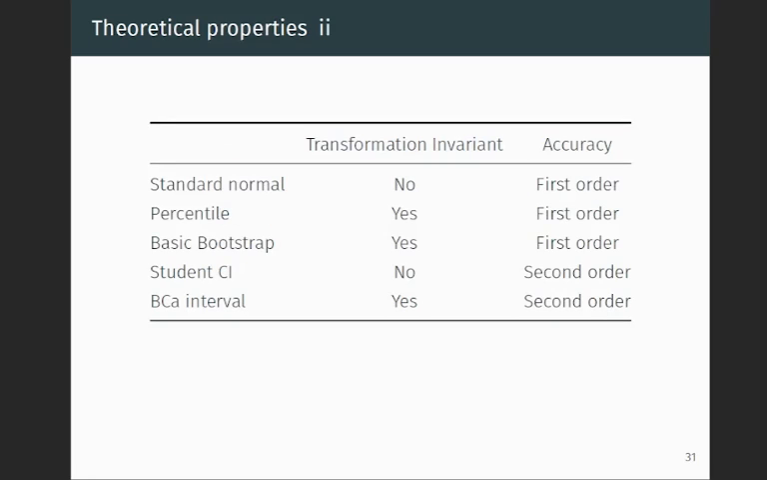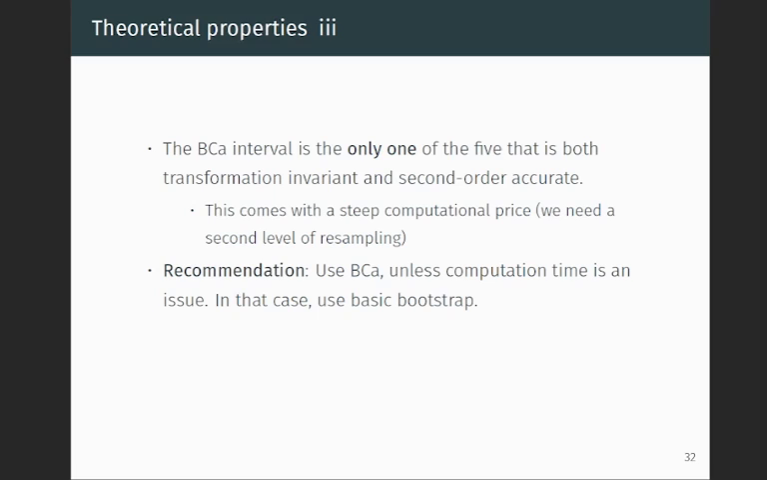And so here's a summary of the theoretical properties for the 5 confidence intervals we've looked at. They're not all transformation invariant. In particular, the standard normal and the student confidence intervals are not transformation invariant. But the other ones are, because they're built using sample quantiles. And then for accuracy, the first 3 we looked at are first order accurate, and the last 2 are second order accurate. But as we've mentioned, that second order of accuracy comes with a computational cost. So that's the trade-off you have to keep in mind.